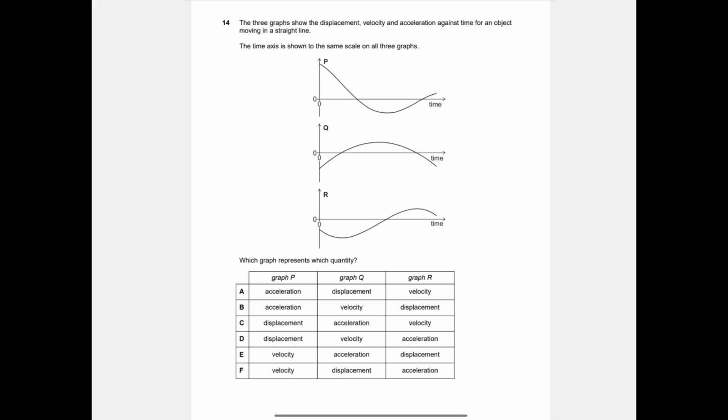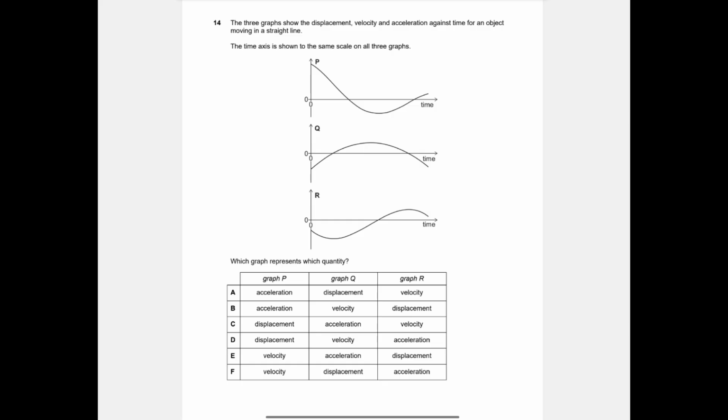Three graphs show the displacement, velocity, and acceleration against time from an object moving in a straight line. So anyways, displacement, velocity, and acceleration are all just linked by a single time derivative. So these graphs are just going to be the gradient graphs of each other, basically. The first thing I've noticed is that Q could be the gradient graph of R. Because look, R starts with a negative gradient, and Q starts negative. And then R goes to zero gradient.